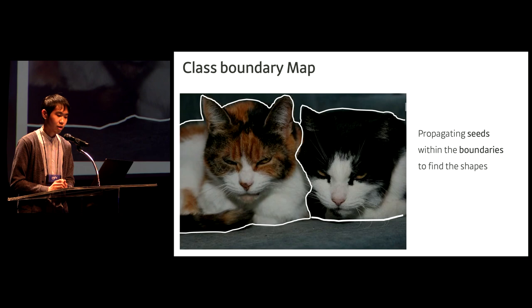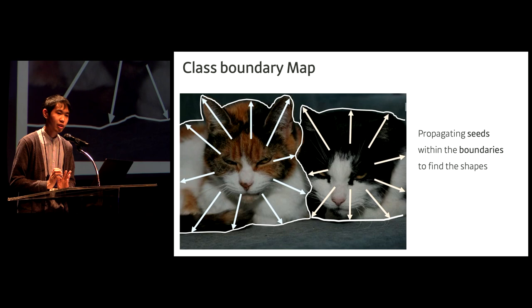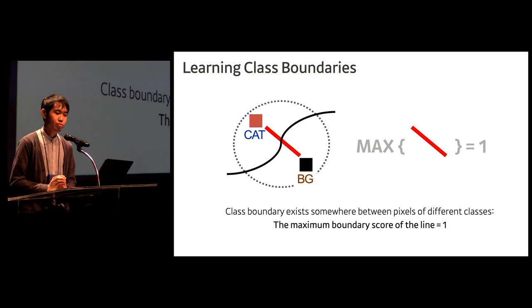One effective solution to this is to utilize boundaries so that the seeds can be propagated within the boundaries and find their shapes. Of course, boundary labels for vision are not available in our setting. So we have also developed a way to learn boundaries without any boundary labels. We use classification maps. From the CAMs, we assume that if two nearby pixels belong to different classes, then there must be a boundary pixel between them. We're just not sure where exactly it is. So we encourage a boundary to appear on the straight line that connects the two pixels.